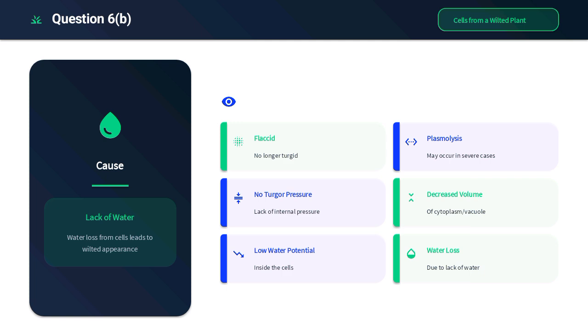The volume of the cytoplasm and vacuole decreases as water leaves. There's decreased or low water potential inside the cells. All of this happens because of a lack or loss of water from the cells. When you see a wilted plant, this is exactly what's happening at the cellular level.